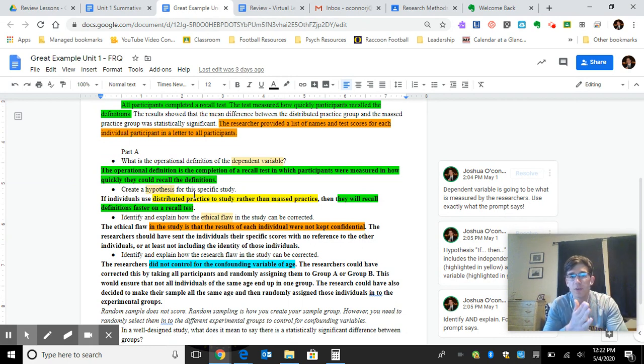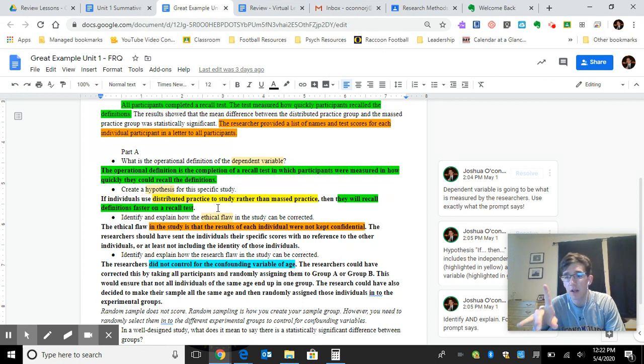So make sure you read the prompt and then use the specific wording that is in the prompt. Create a hypothesis for this specific study. Remember, a hypothesis is our prediction that answers the research question. Now, some of you put the research question in there as the hypothesis, but that's not true. A hypothesis is a lot of times an if-then statement that is a prediction. So a lot of you said something along the lines of, if individuals use distributed practice to study rather than massed, then they will recall definitions faster on a recall test.